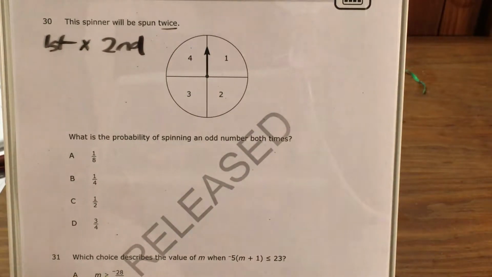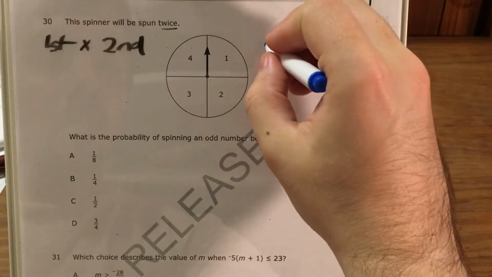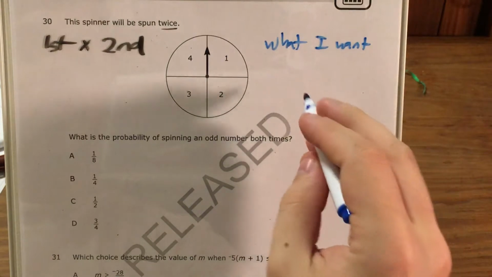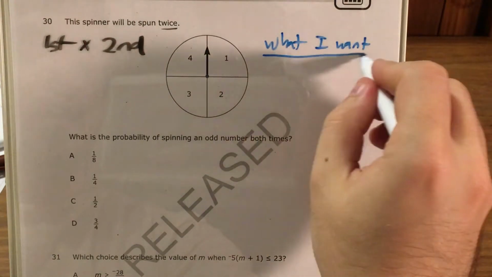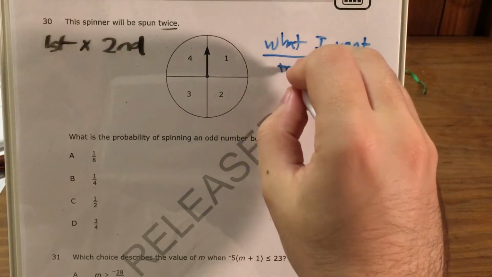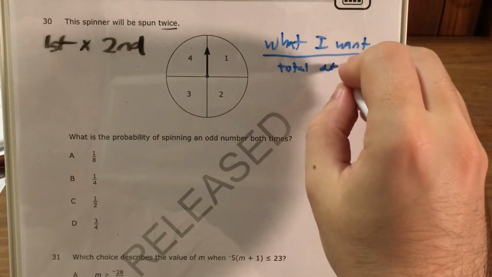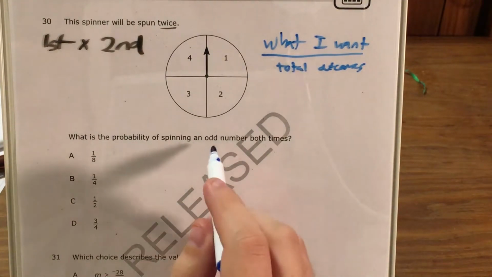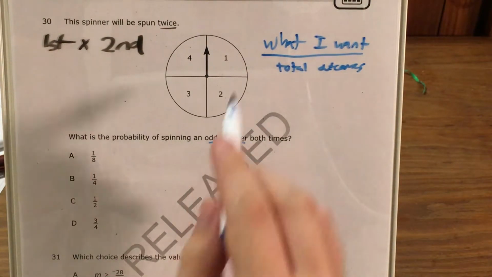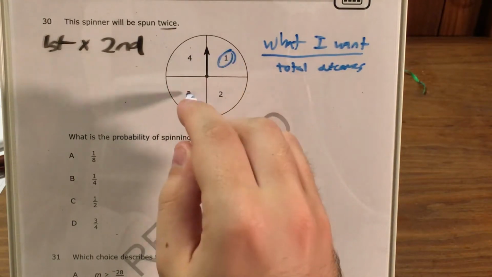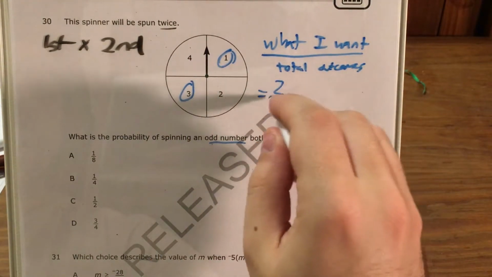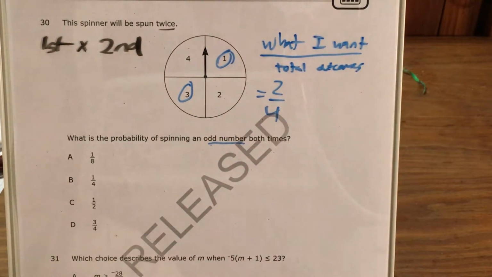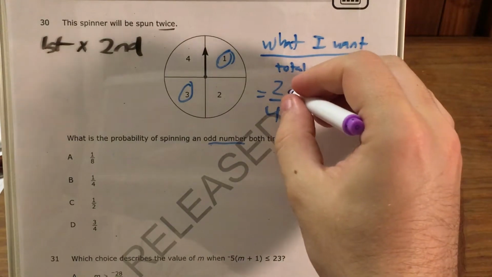Probability, if I put it in a fraction, is the number of ways to get what I want over the total number of things that can happen, the total outcomes. So if I want to spin an odd number, that's two odd numbers out of 4 total numbers, so that's 2/4. I can simplify that fraction down.